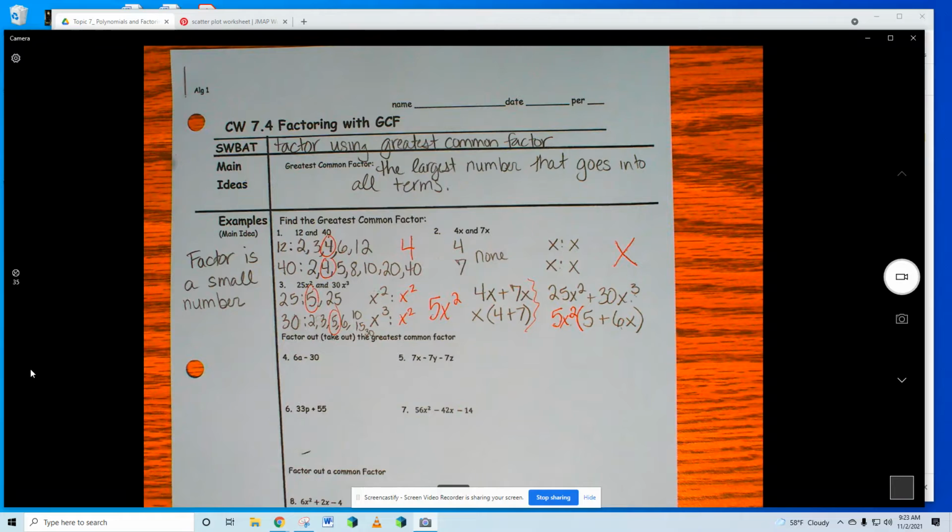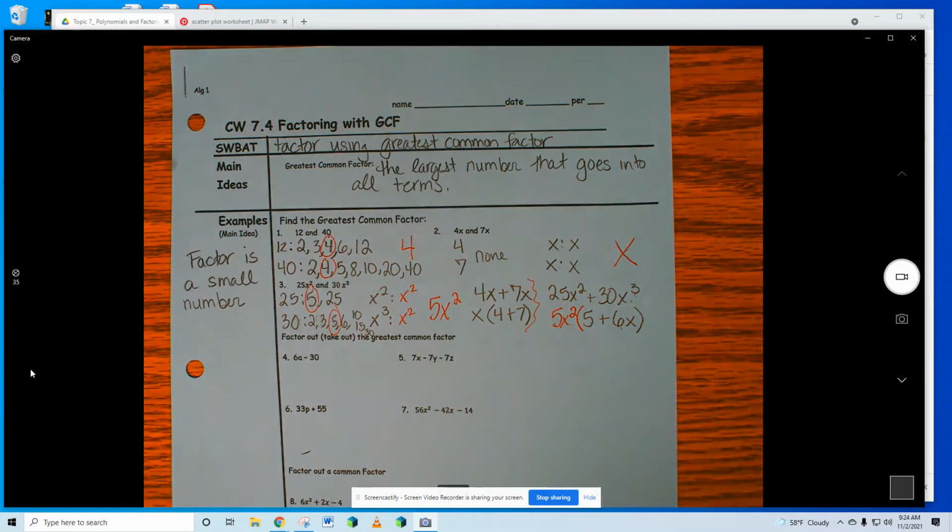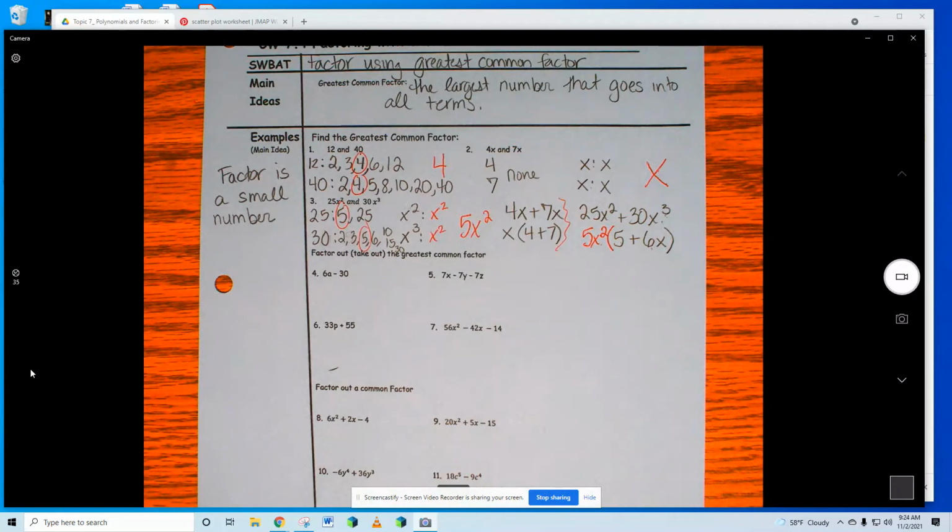Okay, so when I factor out, I'm taking out or dividing out the greatest common factor. So I'm going to go now and slowly go through these because I need to figure out what is the common factor, and then I need to have a parentheses with the leftovers. The parentheses lists what's still there, what's left over.